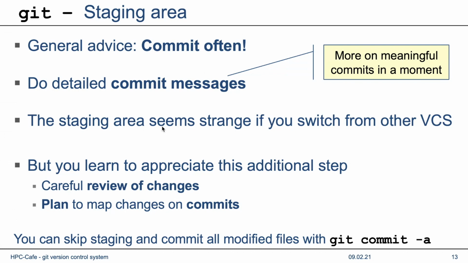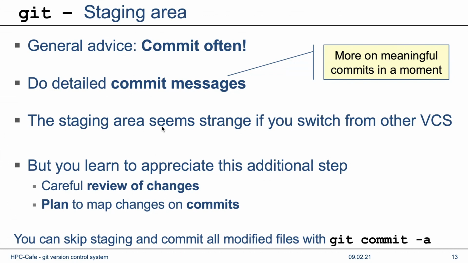This staging area might seem strange if you switch, let's say, from Subversion. And of course, you can skip the staging by using the -a switch, but I really recommend to use it, because you really learn to appreciate it, especially if you wildly change things without committing and then end up with a state that doesn't fit into one commit. When you have a lot of unrelated changes that don't belong to the same commit, then this staging area is very useful. It allows you to review your changes and to really plan and decide which changes should end up in which commit.